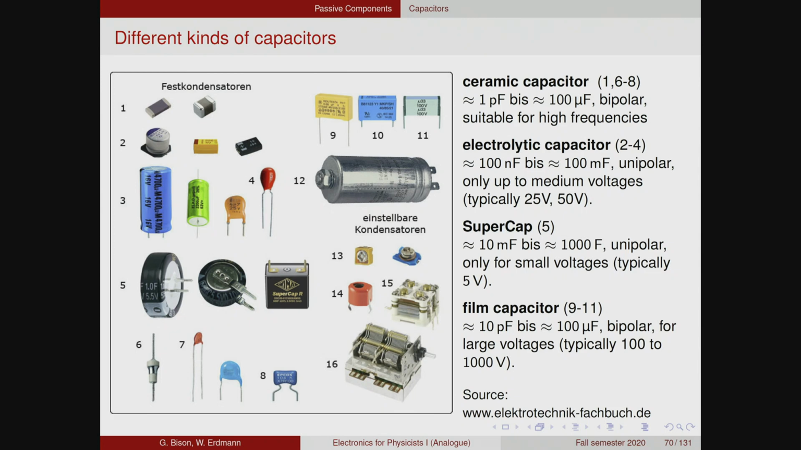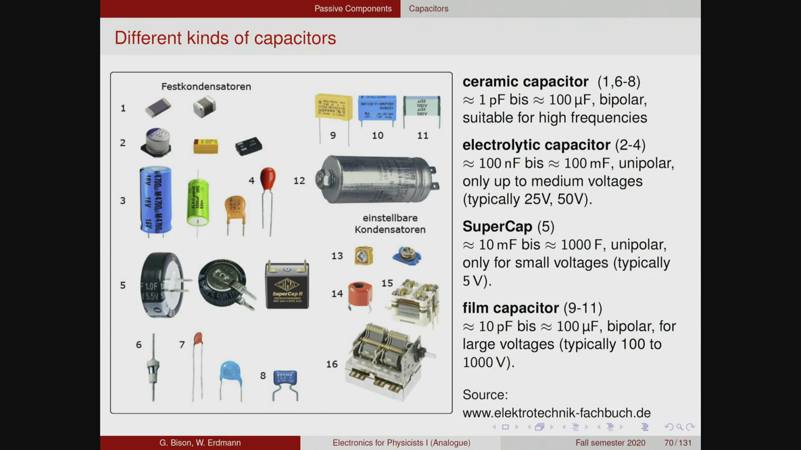Much higher capacity you can buy for electrolytic capacitors. They are unipolar, so it does matter where plus and minus are. And they are available only until medium voltages, something like 50 volts, for example. But if, for example, you want to stabilize the voltage of a power supply, those are the right capacitors. There are special kinds of electrolytic capacitors that go not only to millifarad, but to farad and even 1,000 farads. So 1 farad is already really huge capacitance. 1,000 farads is humongous. It can be used to store energy.